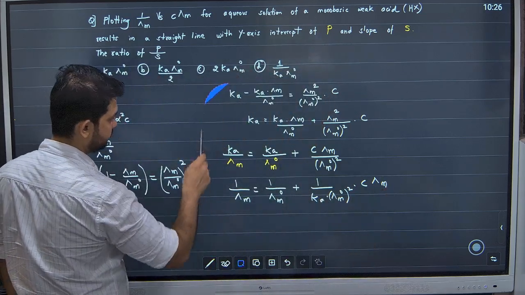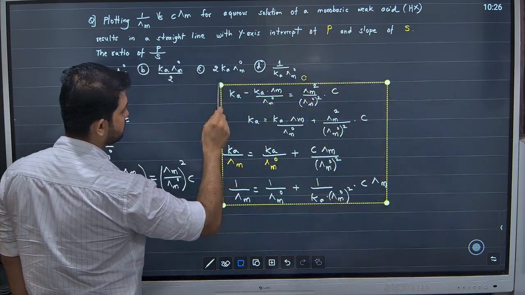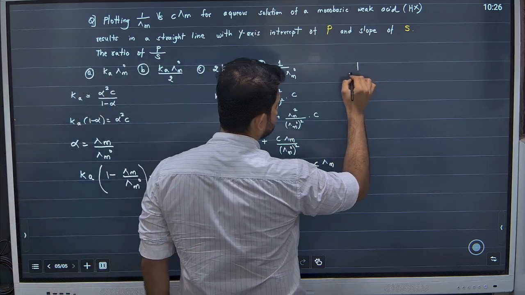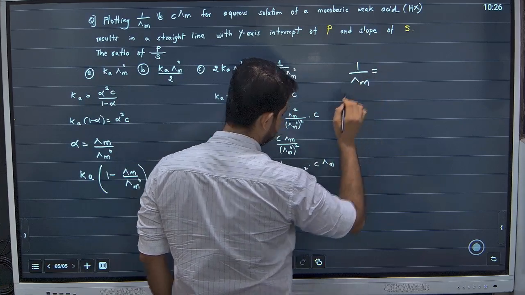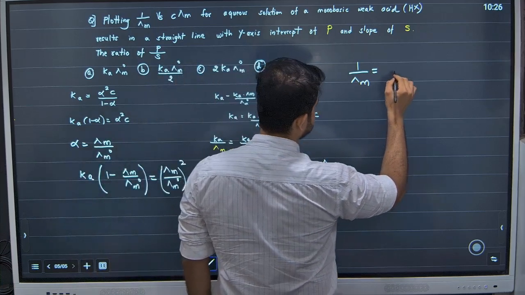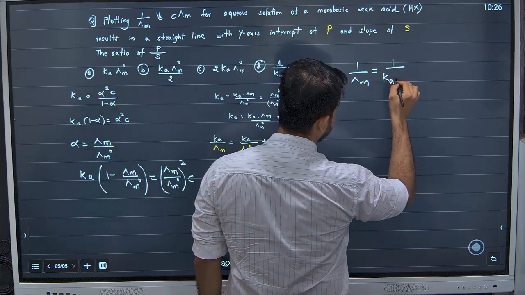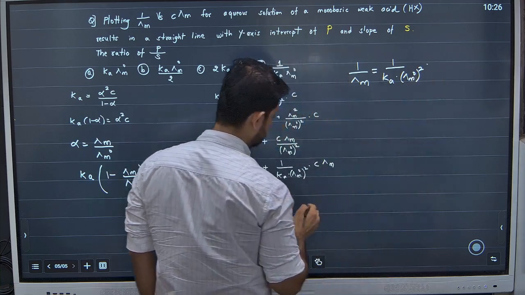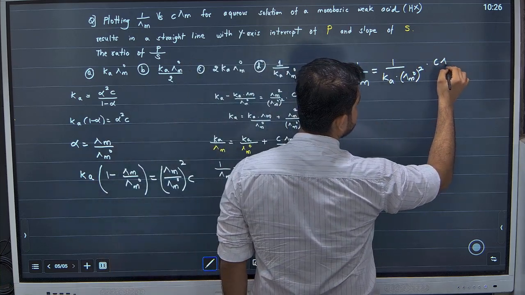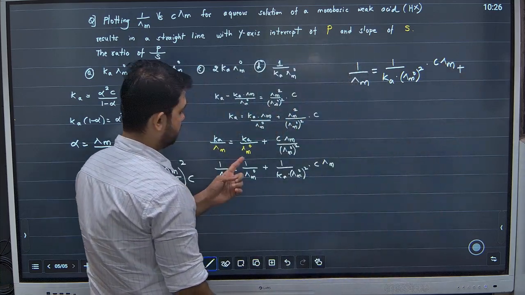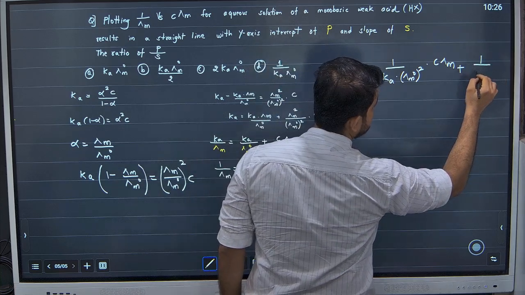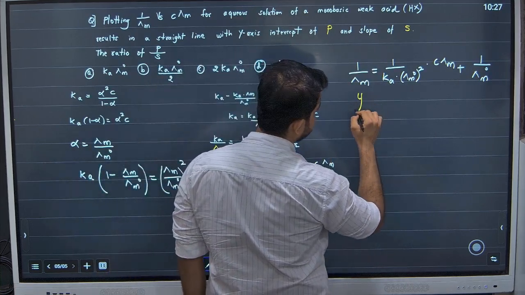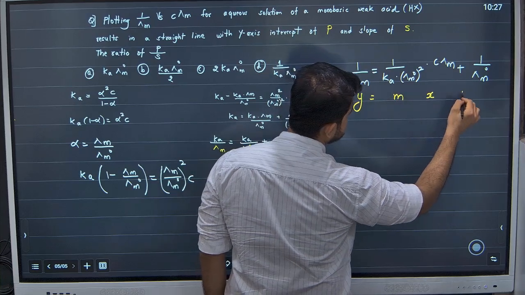With me till here? Now I have to just shuffle the equation. So 1 upon lambda m is equal to this part, excuse me, which is 1 upon Ka lambda m naught square into C lambda m, plus 1 by lambda m naught. This equation is of the form y is equal to mx plus c. Right?